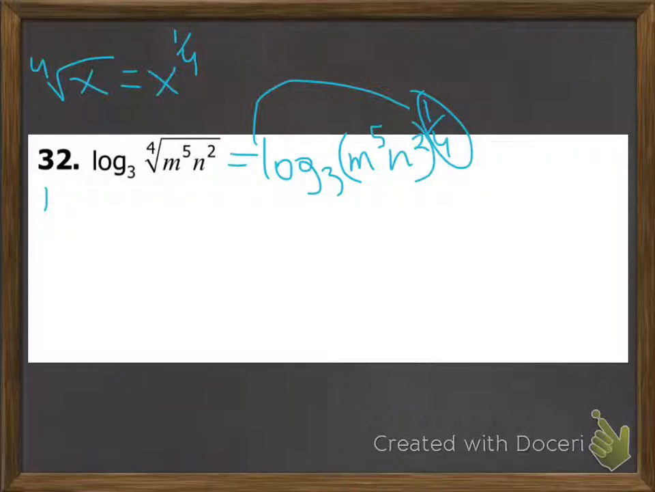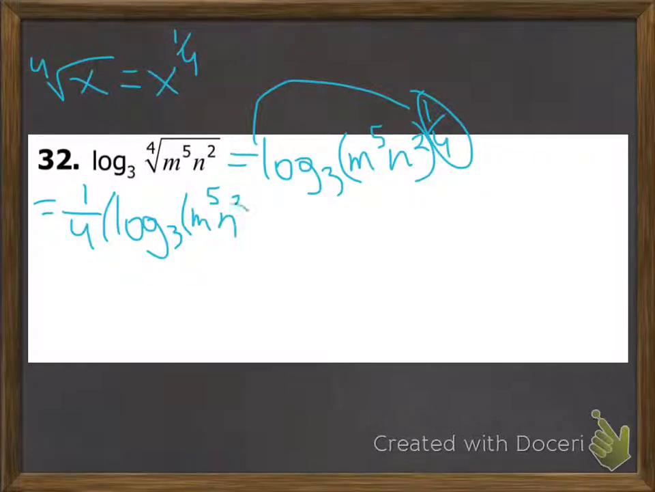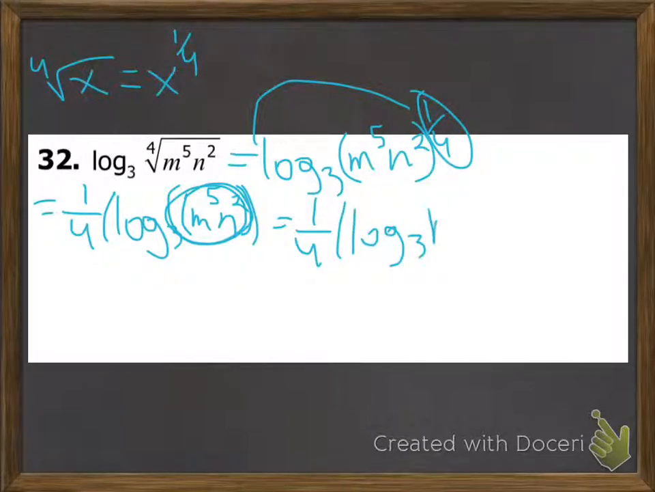So, oops, I forgot to put my equal sign. There you go. 1/4 times log base 3 m to the 5th n squared, close parentheses. So now, let's look at what we got here. It's being multiplied, so now they're going to be added. So we have 1/4 times log base 3 m to the 5th plus log base 3 of n squared.